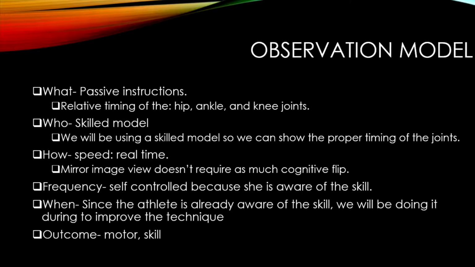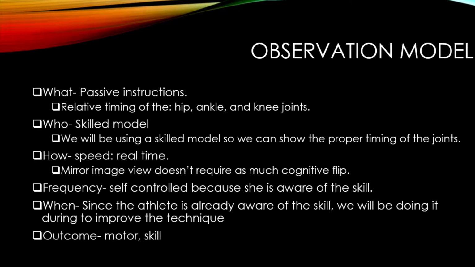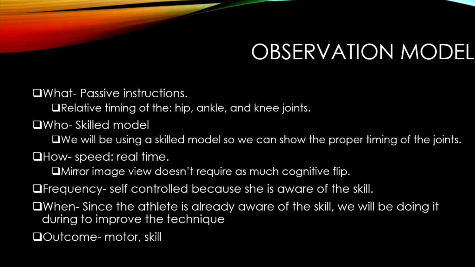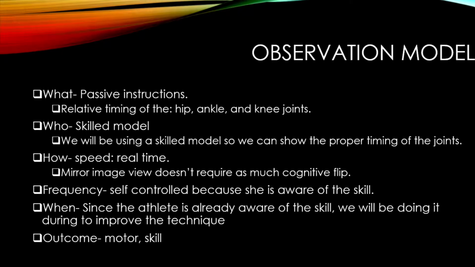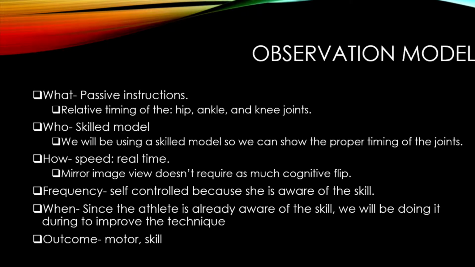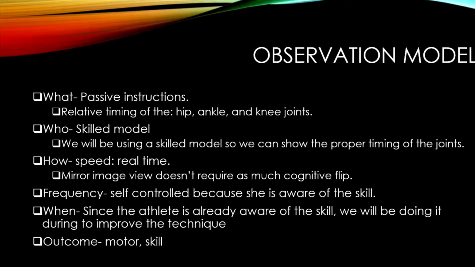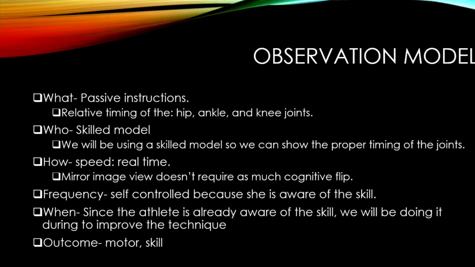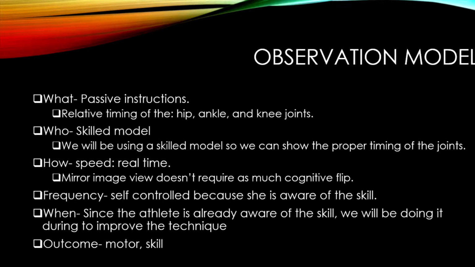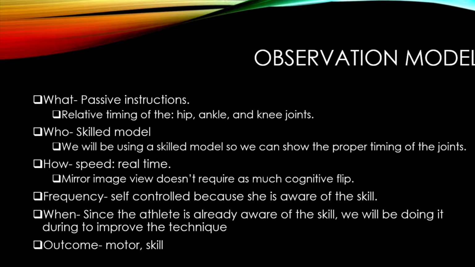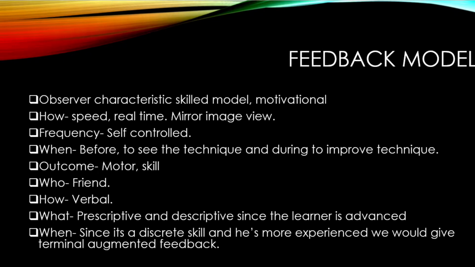How? Speed, real time, mirror image view, which doesn't require as much of a cognitive flip. Frequency, self-controlled because she is aware of the skill. When? Since the athlete is already aware of the skill, we will be doing it during to improve the technique. Outcome, motor, and skill. Feedback model.